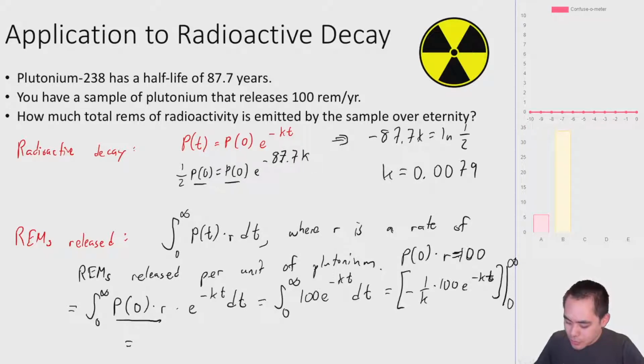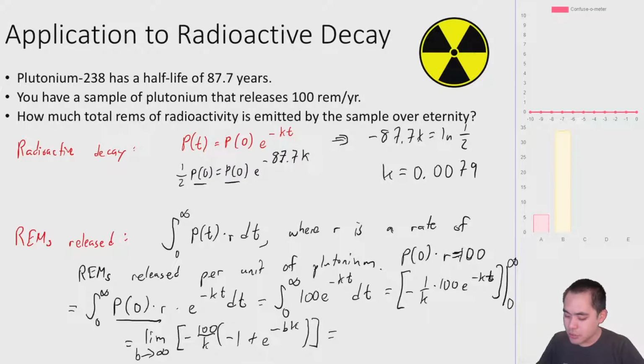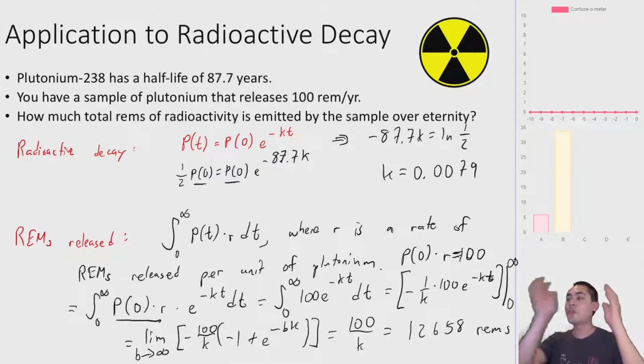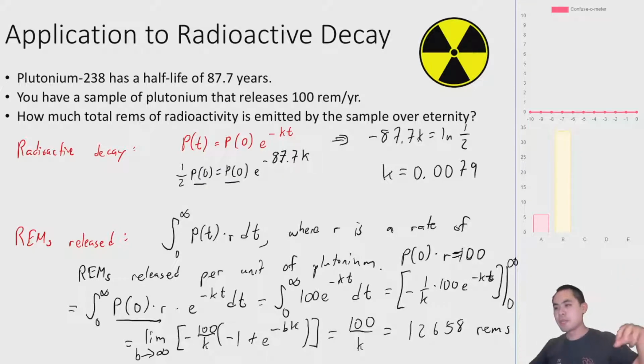So this is going to be the limit as b goes to infinity of minus 100 over k times minus 1 plus e to the minus pk. And we know what k is because we solved for that, and this turns out to be equal to just 100 over k. And so this is going to release a total of 12,658 REMs over eternity. So we have some amount of plutonium over the lifespan of the universe. It's going to release 12,658 REMs.